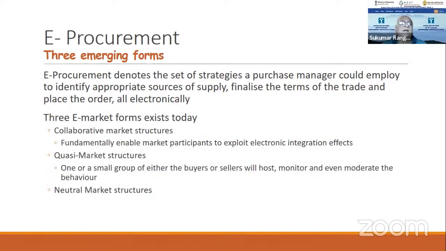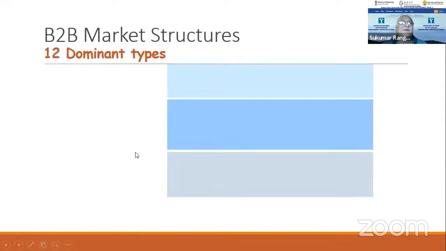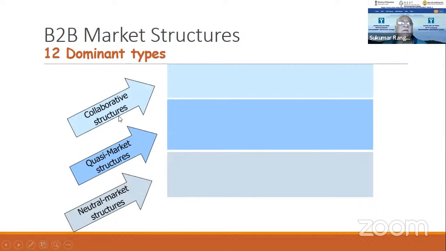Three types of e-markets are there: collaborative market structures, quasi-market structures, and neutral market structures. I will not get into the detail, because three more topics are there, and for today, I'll be giving you the schedules so you can go through them. Each one of them needs explanation, and I myself am not very familiar with some of them.